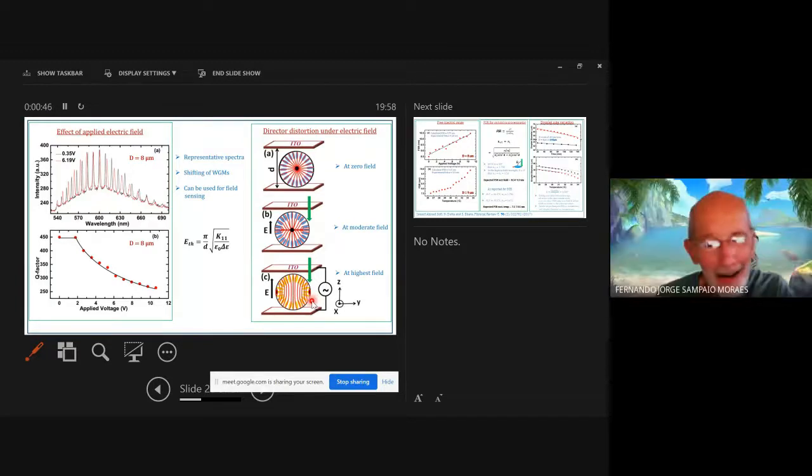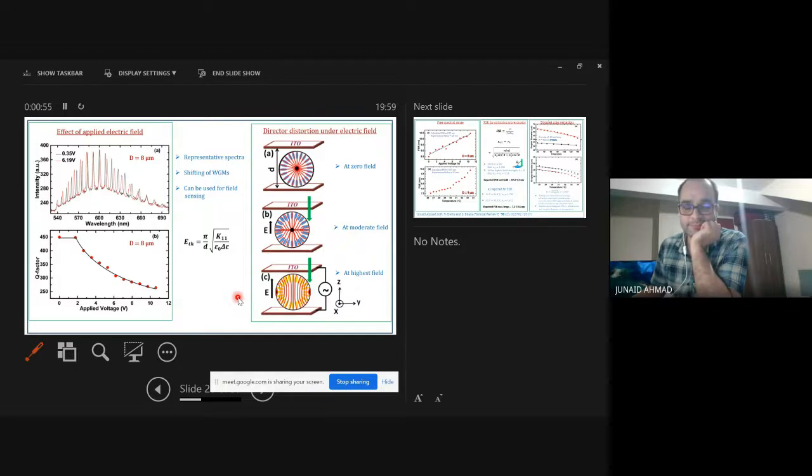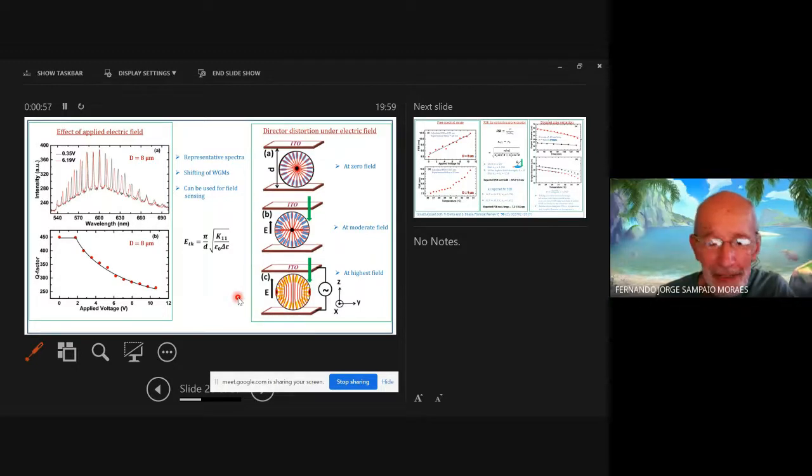Okay. I guess this bipolar configuration is not useful for your studies. Yeah, as you say, sure. You need more symmetry for that.